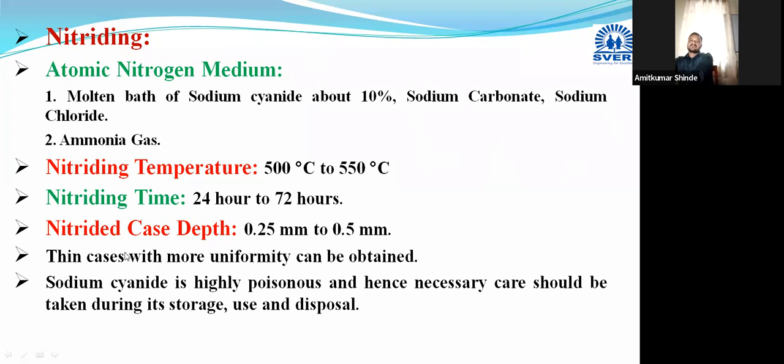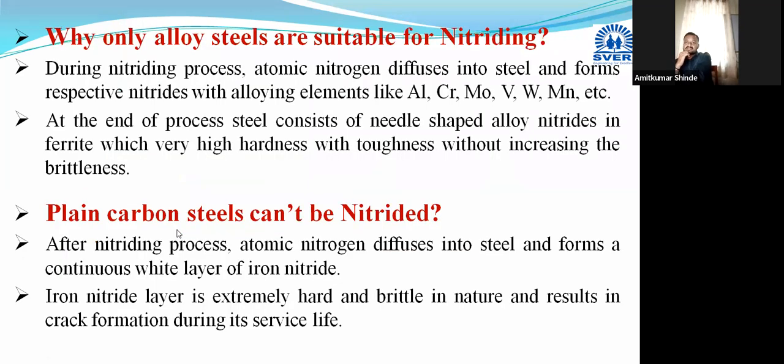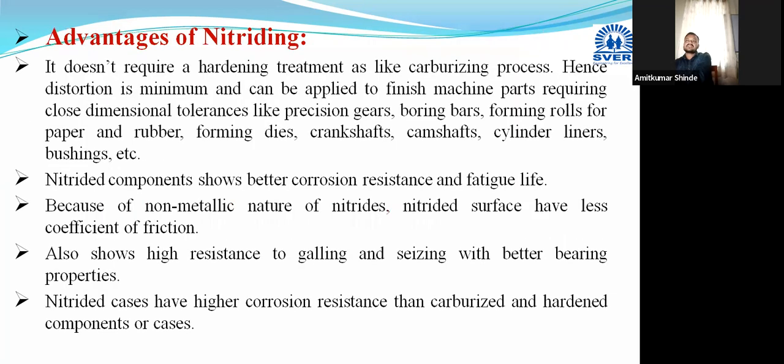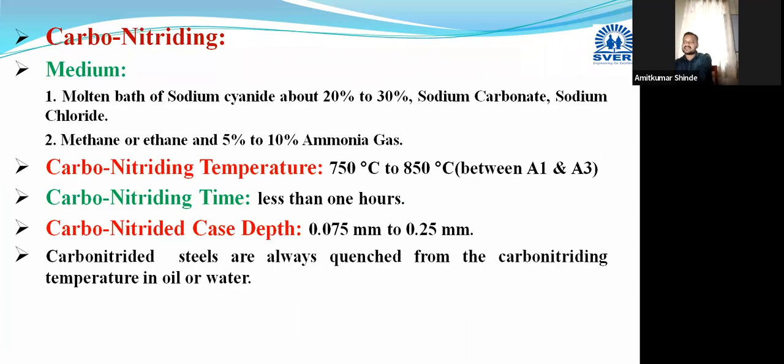In nitriding, we have discussed nitriding temperature, time, and nitriding case depths, along with some precautionary measures, and two types of nitriding, liquid and gas nitriding. And then we have discussed why we cannot do nitriding on plain carbon steels, and why we can do nitriding only on alloy steels. We have discussed the reasons. Then we have discussed some advantages and disadvantages of nitriding along with their applications.